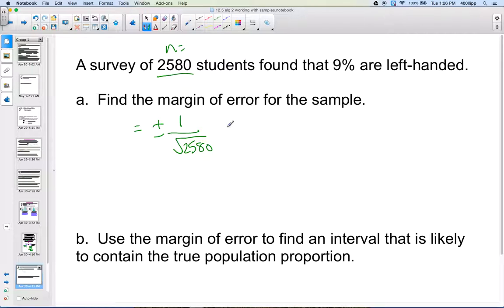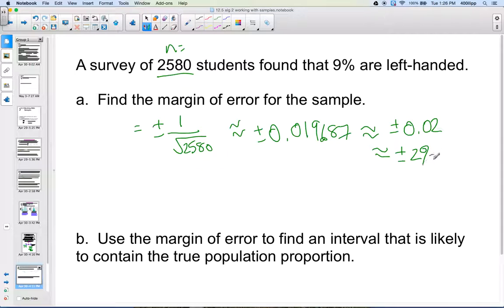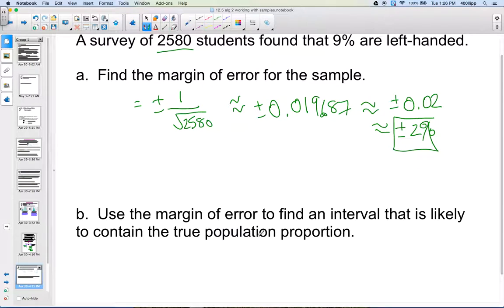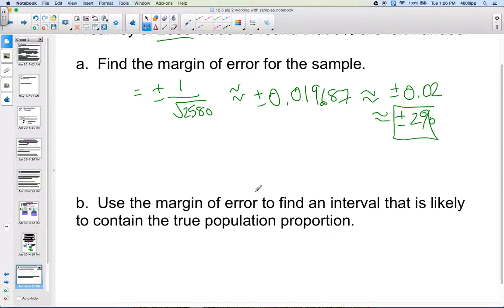And then 1 divided by that answer will give us about plus and minus 0.01969, which we can say is about plus and minus 0.02, which is about plus and minus 2%. So that's our margin of error right here. And now we're going to use the margin of error to find the interval that is likely to contain the true population proportion of left-handed students here.